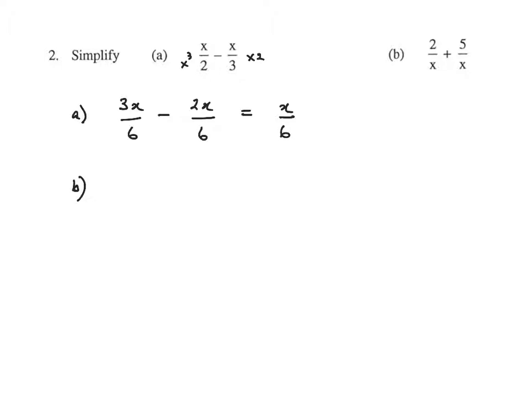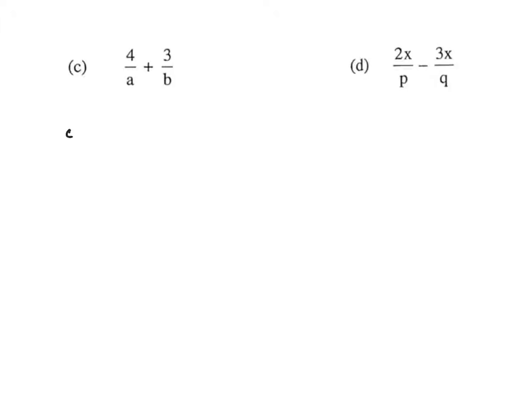The common denominator is already x, so it's 2 plus 5, and that gives us 7 over x. Common denominator.